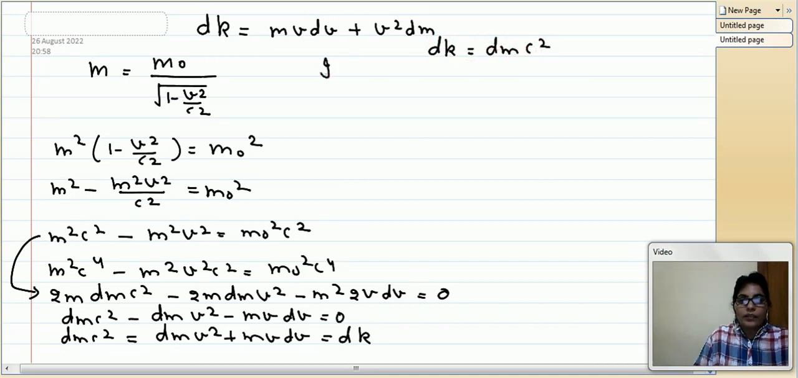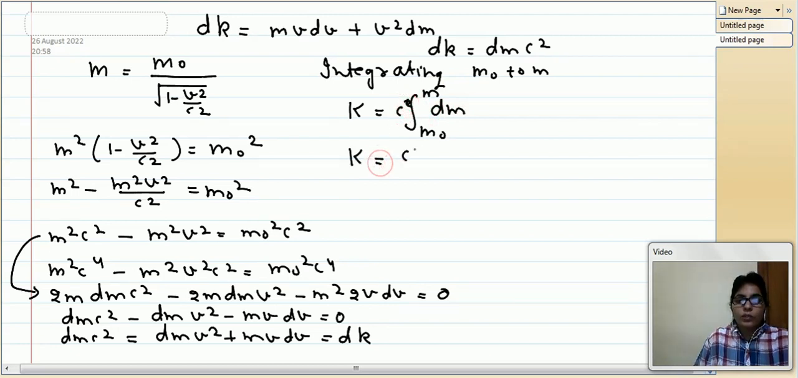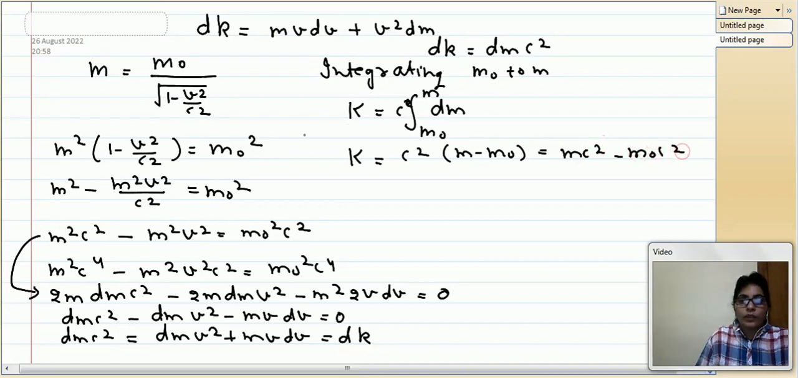Now integrating within the limits m naught to m, meaning if mass changes from m naught to m, then what will be the kinetic energy? So this kinetic energy K is equal to the integration from m naught to m of dm and c square, because c square is constant. So kinetic energy is equal to c square into m minus m naught, that is mc square minus m naught c square.